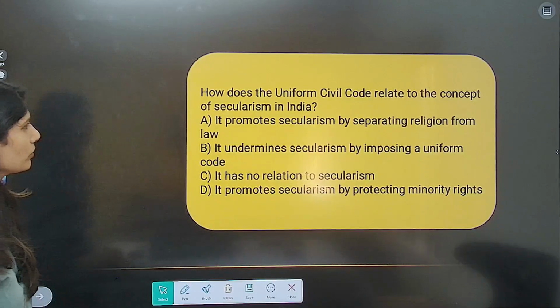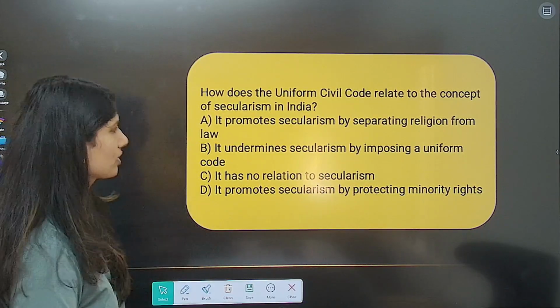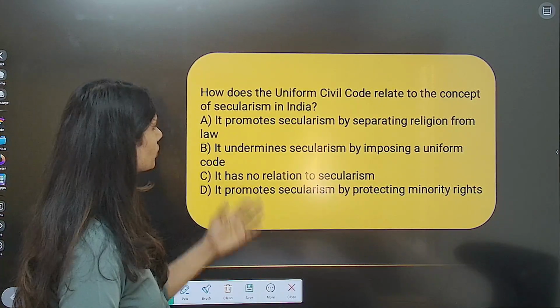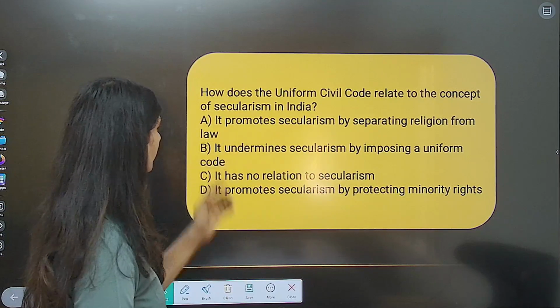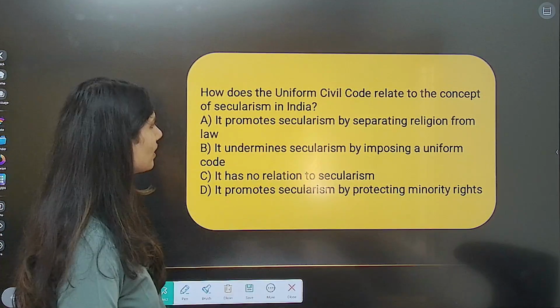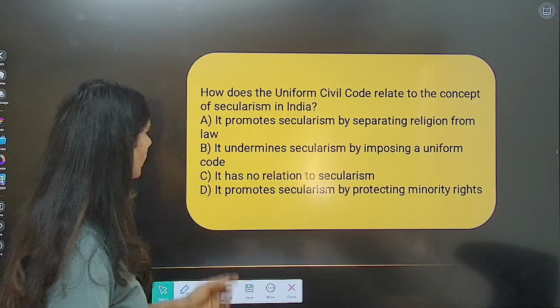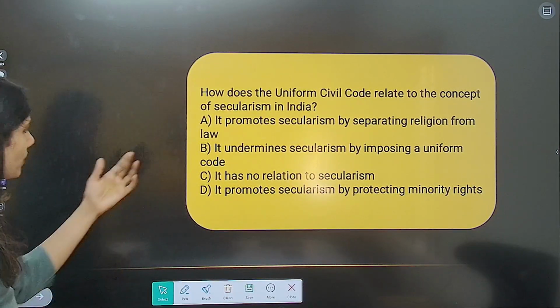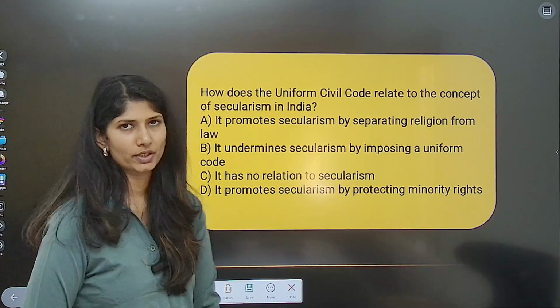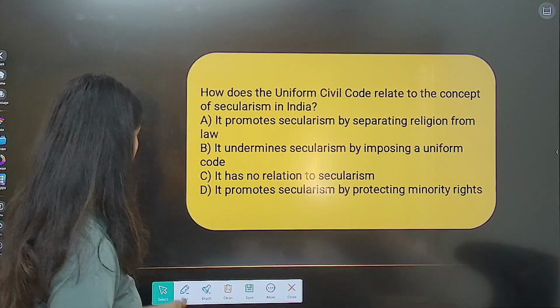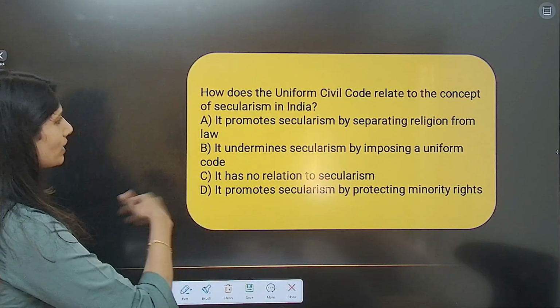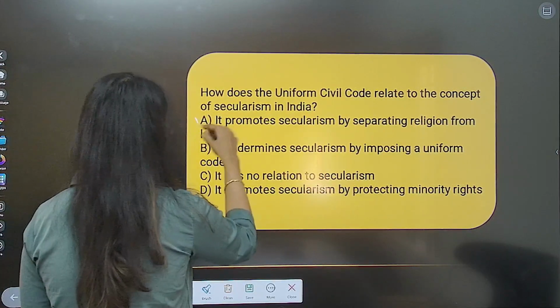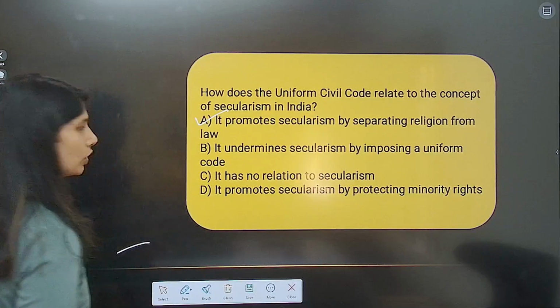How does the Uniform Civil Code relate to the concept of secularism in India? It promotes secularism by separating religion from law. It undermines secularism by imposing a uniform code. It has no relation to secularism. It promotes secularism by protecting minority rights. The correct answer is it promotes secularism by separating religion from law.